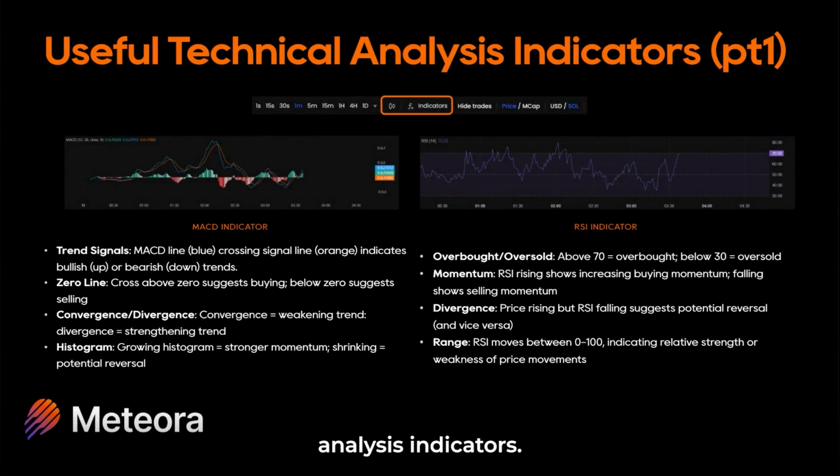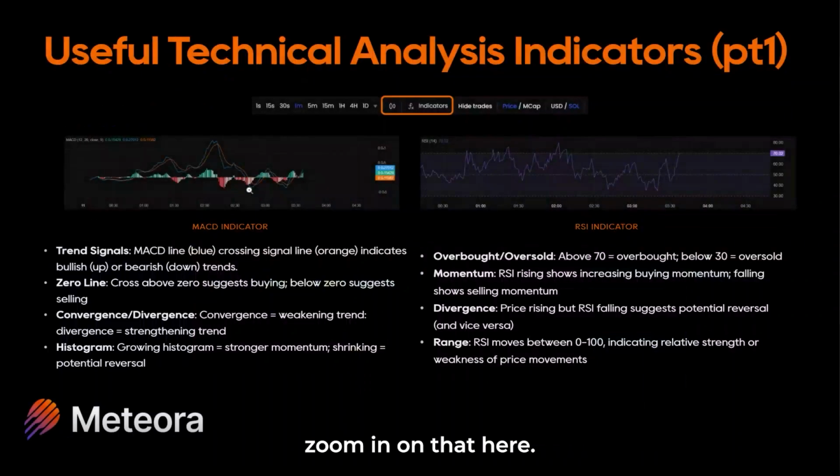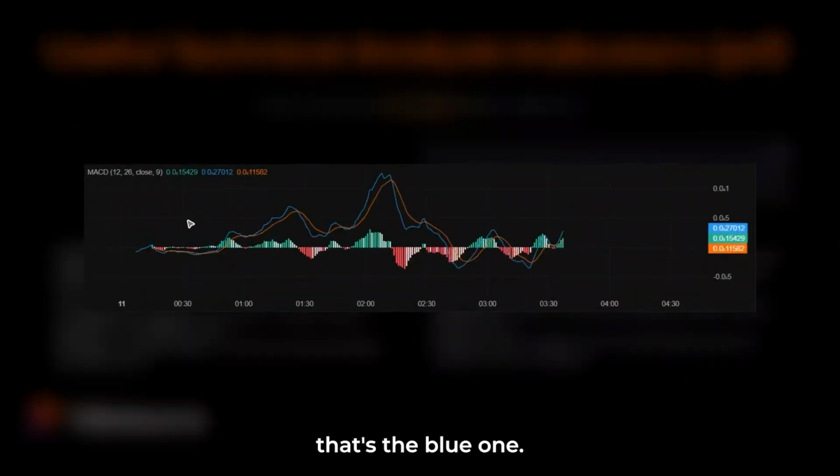Useful technical analysis indicators. Use the ones that suit you. Some of these we think are great or easy to understand. The MACD indicator has these trend signals here. Let's just zoom in on that. The MACD line, that's the blue one. Whenever it crosses the orange line, that's an indication of what the trend is doing.